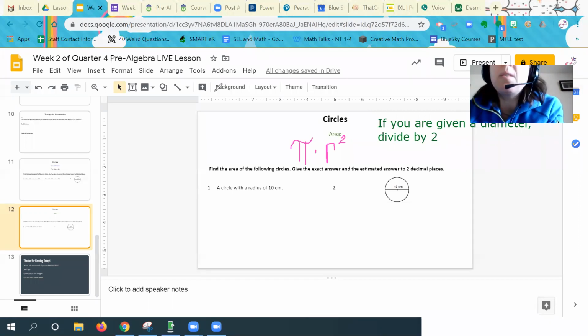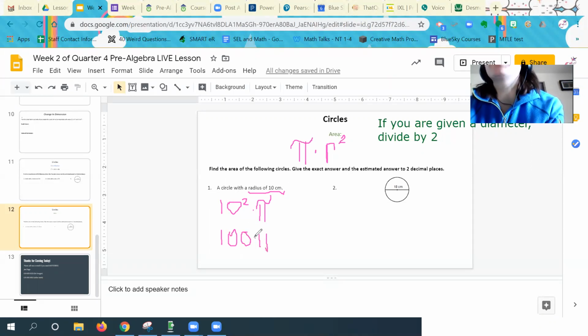So for this one, we want to find the area of a circle with a radius of 10 centimeters. We want to give an exact answer and an estimated answer. According to the formula, I have to square my radius. So 10 squared times pi. 10 squared is 100. It's the same as 10 times 10. So my exact answer would be 100 pi.